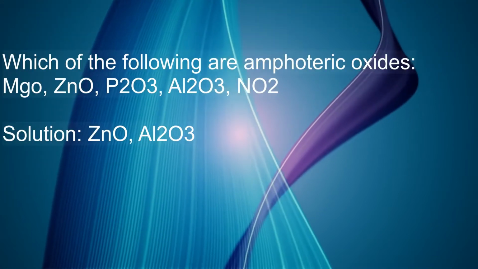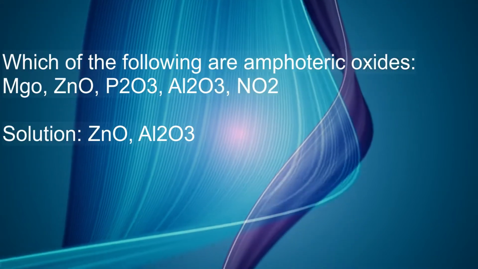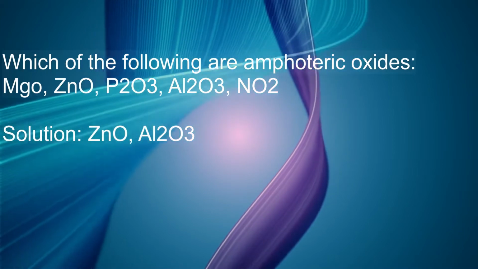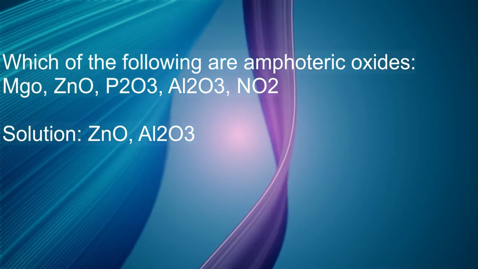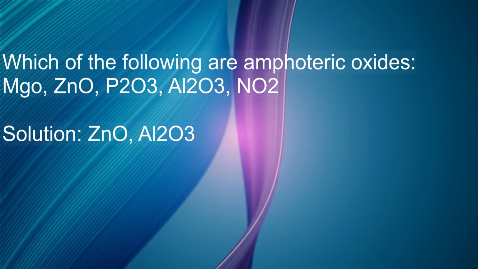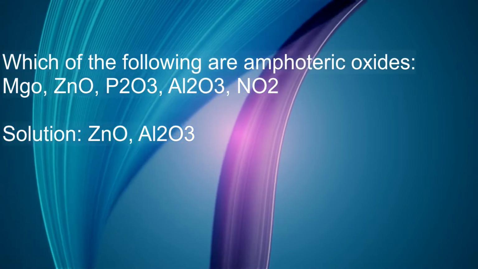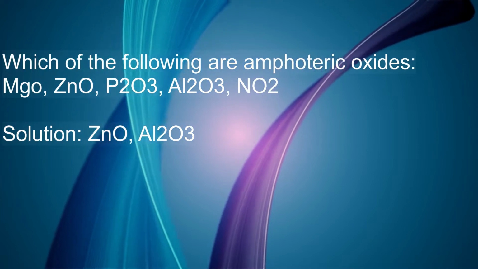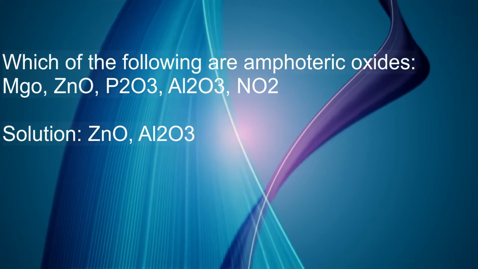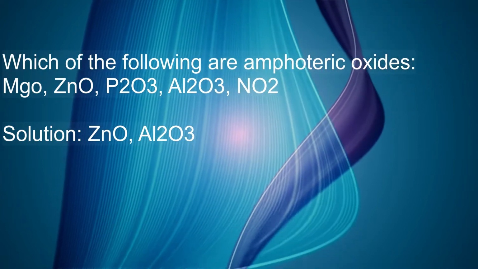C. Which of the following are amphoteric oxides? MgO magnesium oxide, ZnO zinc oxide, P2O3 phosphorus trioxide, Al2O3 aluminum oxide, NO2 nitrogen dioxide. Answer: ZnO zinc oxide and Al2O3 aluminum oxide.